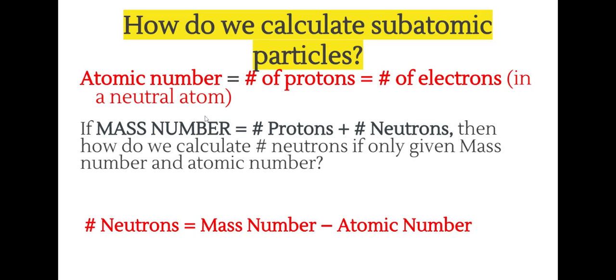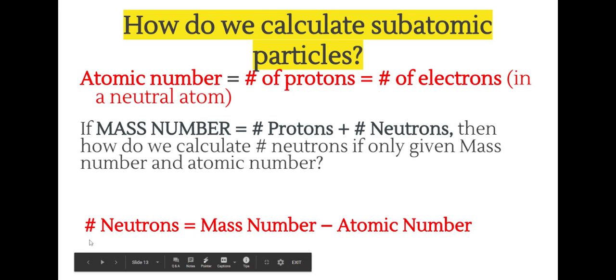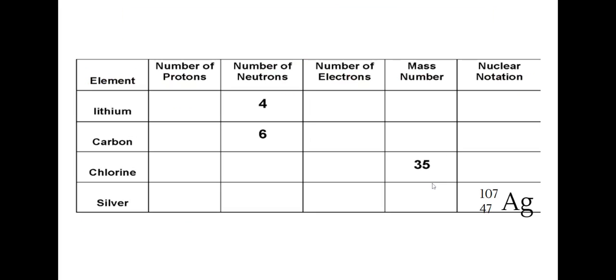If the mass number equals the number of protons plus the number of neutrons, then how do we calculate the number of neutrons if we only have the mass number and the atomic number? Again, simple. Neutrons is just your mass number minus your atomic number. So if you're given the mass number of an element and you need to find the number of neutrons, you'll simply subtract the atomic number from the mass number. We're going to put that into practice here.